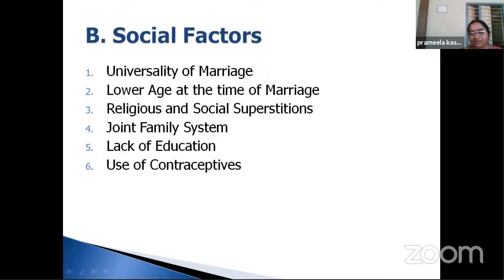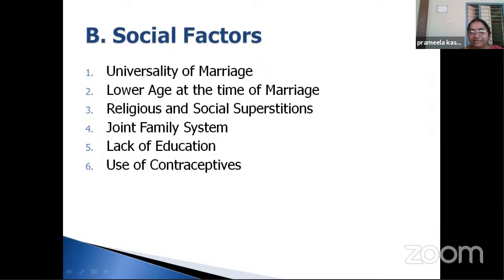Suppose if we go to the Indian economy, mainly people give priority to cultivating social and religious superstitions. So they give priority to celebrating the social ceremonies and the religious customs they follow. Due to that, they are unable to control the birth rate in the economy. So religious superstitions are also one of the causes of increasing population. And next one, the joint family system is also one of the causes.